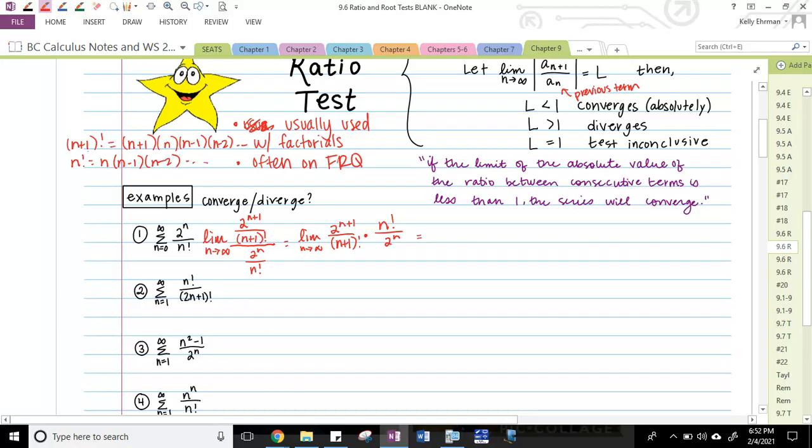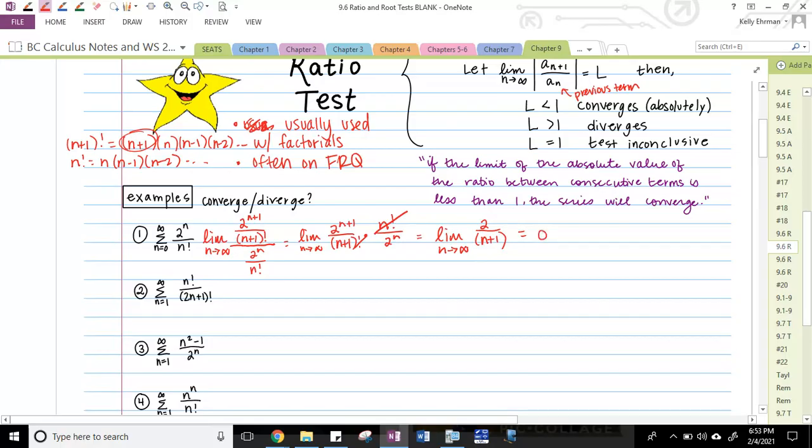So these two factorials cancel. Everything cancels except for the n plus 1 that would be left over. All right, so that cancels. 2 to the n plus 1 divided by 2 to the n, you subtract your exponents. n plus 1 minus n is 1. So to clean this up here, I have the limit as n approaches infinity of 2 over n plus 1. That's all that's left when stuff cancels out.